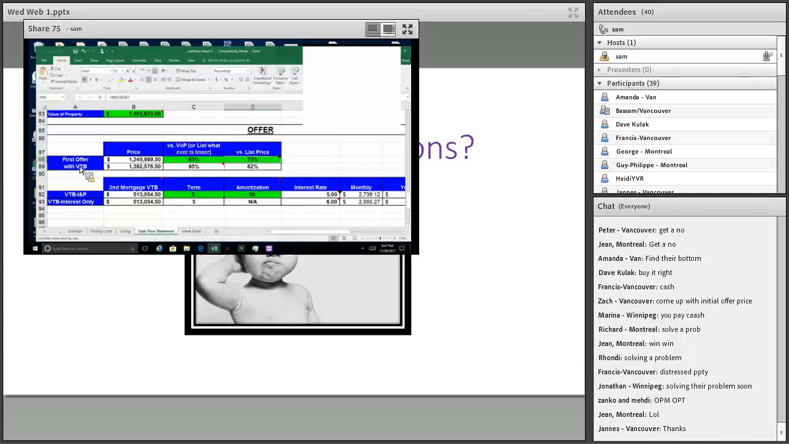But you can see this. What have we done here? With the VTB, we've offered them $150,000 more just with the VTB. Now, why would we do that? Why would we do that?